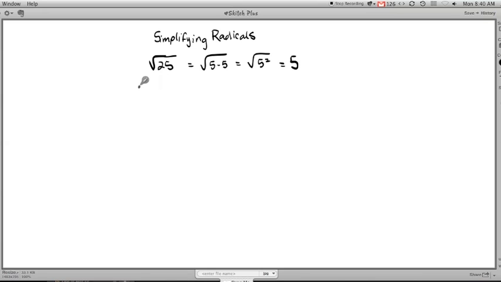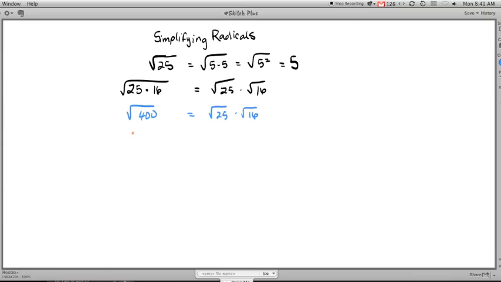Now we can also simplify if we have two numbers under the radical sign and they're multiplied times each other. We can take the square root of one times the square root of the other. So the square root of 25 times 16 is the same as the square root of 25 times the square root of 16. And we're just going to look at this one example to see that it's true. Well, the square root of 25 times 16, 25 times 16 is 400.